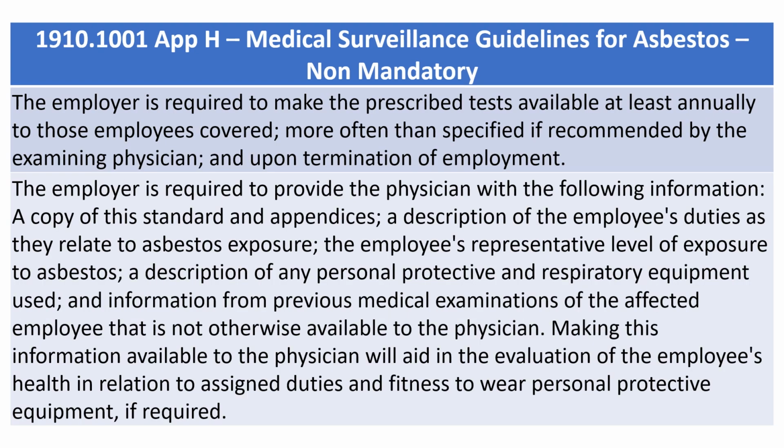The employer is required to make the prescribed tests available at least annually to those employees covered, more often than specified if recommended by the examining physician, and upon termination of employment. The employer is required to provide the physician with the following information: a copy of this standard and appendices, a description of the employee's duties as they relate to asbestos exposure, the employee's representative level of exposure to asbestos, a description of any personal protective and respiratory equipment used, and information from previous medical examinations of the affected employee that is not otherwise available to the physician.